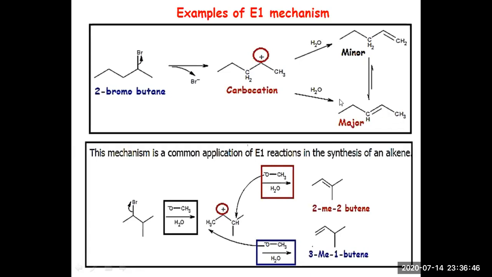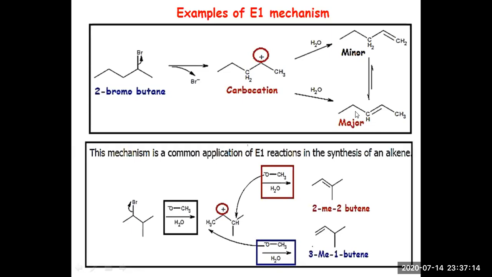What is the name of the product? 1, 2, 3, 4 and 5. It is a pentene. But which pentene? It's a 2-pentene. And if my beta 2 hydrogen is lost, then I get a terminal alkene: 1, 2, 3 and 4. Again it is a pentene, but this is 1-pentene and this is 2-pentene. So these are the two expected products because we have two types of beta hydrogen atoms, but out of them, one is major and the other is minor.